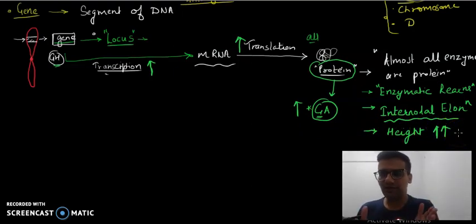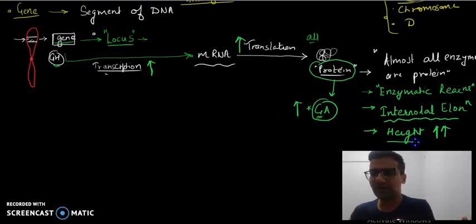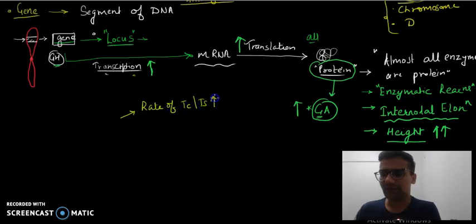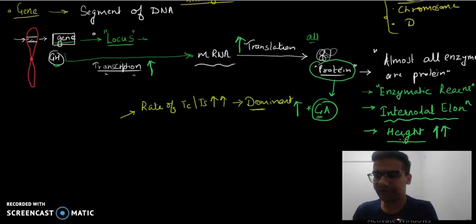If this internodal elongation happens, the height of the plant is increased, and this is what we consider a dominant character. So we can say that a dominant character is when the rate of transcription is high and the rate of translation is high. If the rate of transcription of a particular gene is high, that means the gene is dominant, because that character is expressed, right?